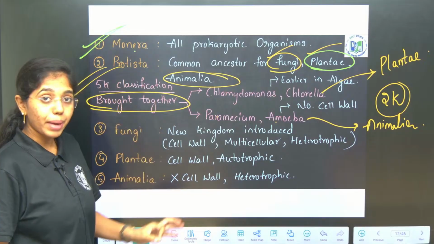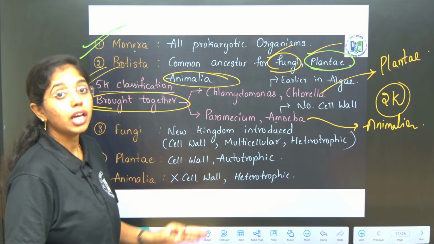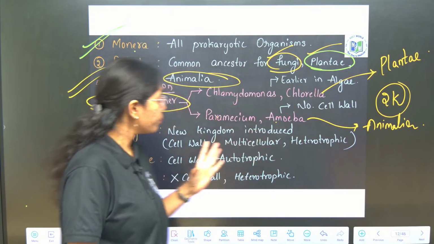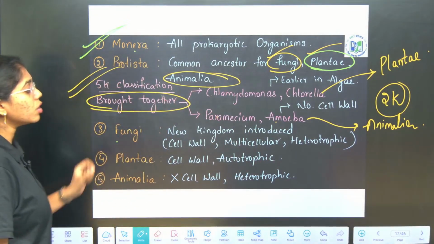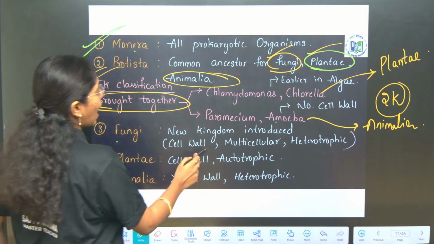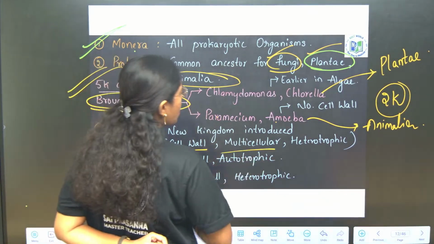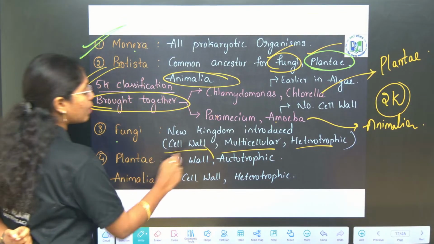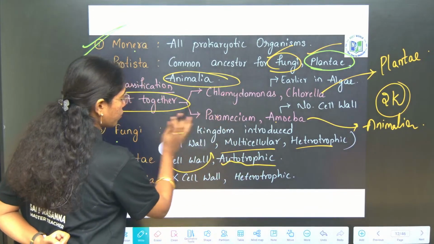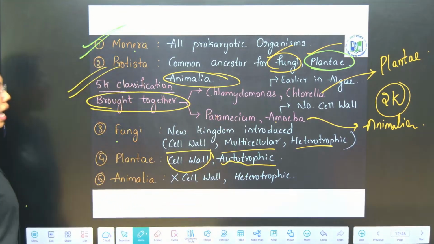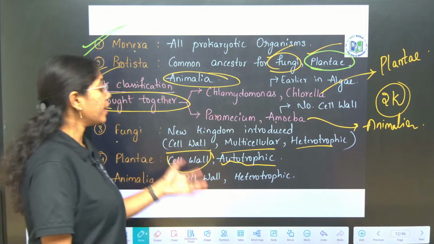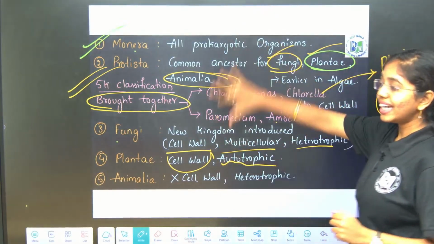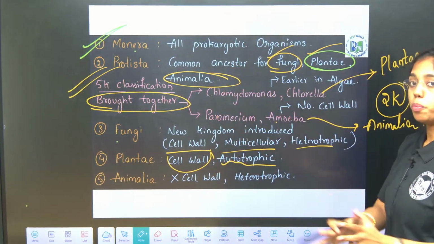Do remember the comparison and explanation properly, so that you will not miss out on statement-based or assertion-reason questions. Next, kingdom Fungi is the new kingdom which is introduced. It has a chitinous cell wall, is multicellular and heterotrophic. Kingdom Plantae possesses a cell wall and is purely autotrophic. Animalia does not have a cell wall and possesses heterotrophic mode of nutrition. So I hope the brief idea on the 5 kingdoms is clear to you.